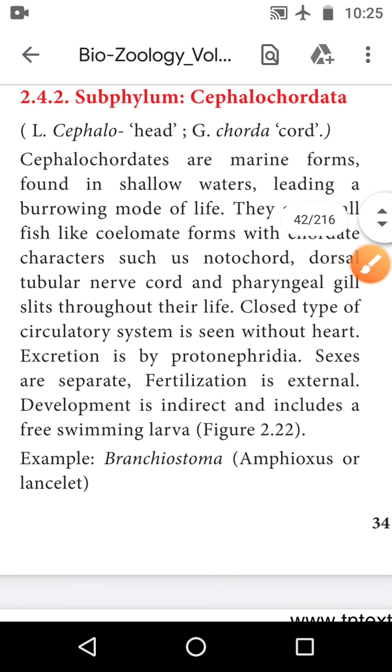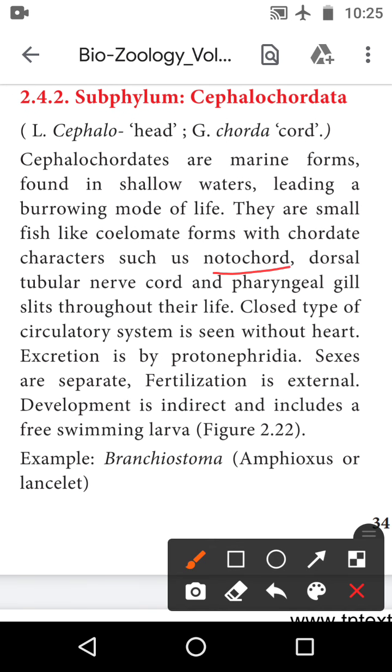What are the chordate characters? Notochord is present, dorsal tubular nerve cord and pharyngeal gills are also present. So these characters are fully chordate characters. Then closed type of circulatory system. Closed type circulatory system means the blood vessels are present. What are the blood vessels? Yeah, correct, arteries, veins and capillaries. So the blood vessels are present, so it is a closed type of blood circulation.